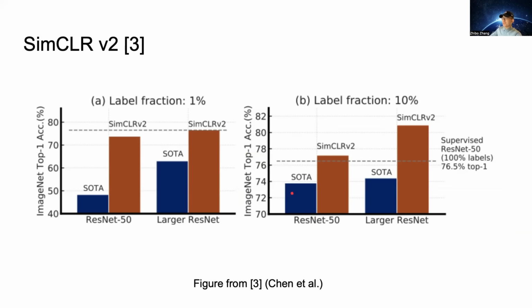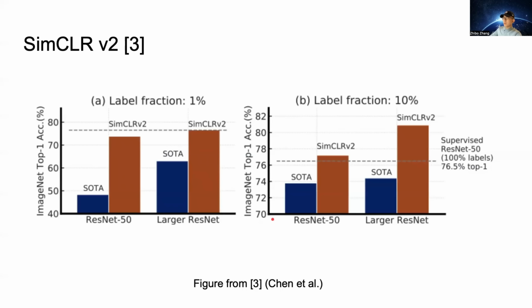So some very interesting empirical findings from the SimCLR version 2 paper. As we can see here, if we just adopt a very small percentage of labels, like 1%, the SimCLR version 2 approach greatly outperforms the state-of-the-art approach.